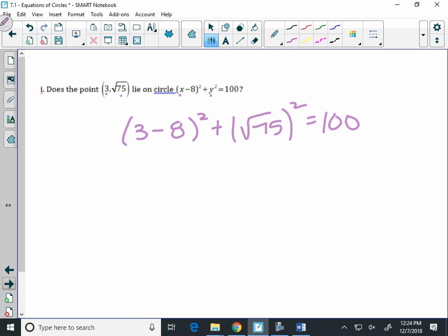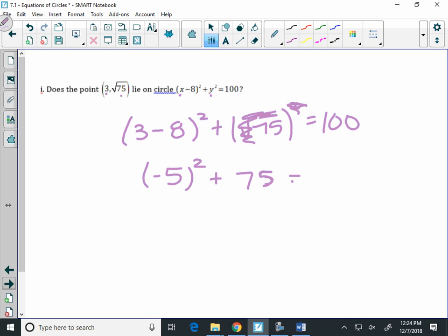Clean it up. What's 3 minus 8? 3 minus 8 is negative 5. Right? What happens when we square the square root? If you're unsure, type it in your calculator. What do we get? 75. Yeah, it's the opposite. So it's like it cancels the radical out and we're just left with 75. So whenever you square a square root, it's like doing the opposite. Just cancels everything out. You're just left with the number that's underneath the radical.